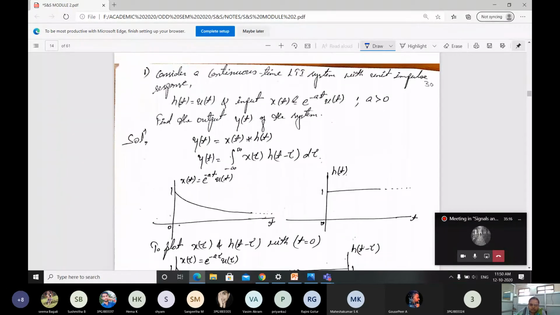This is the first signal, x of t, given as e raised to minus a t u of t. We already came across that e raised to a t is an exponentially increasing function. Because the a value is negative here, it is an exponentially decaying function. Then what about our h of t? It is u of t. We know that u of t, from 0 to infinity, is 1 only. This is our h of t signal and this is our x of t signal.